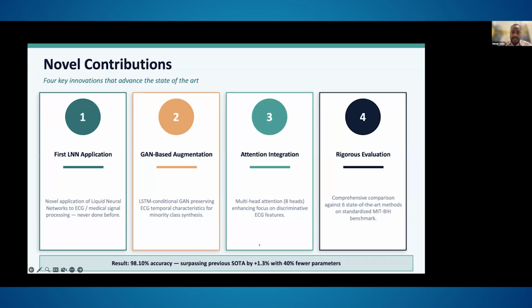This has produced a higher accuracy of 98.1%. This surpasses the previous state-of-the-art approaches by 1.3%.